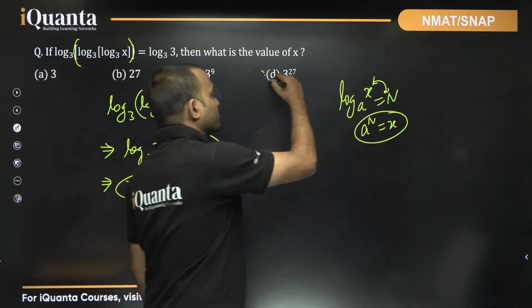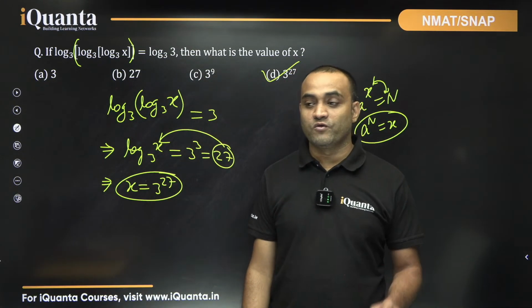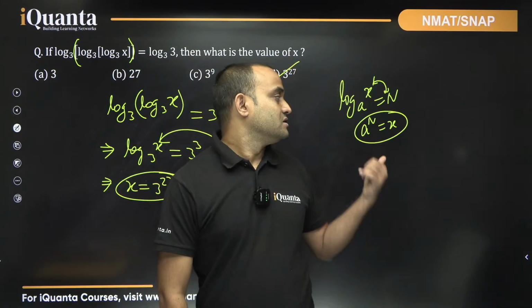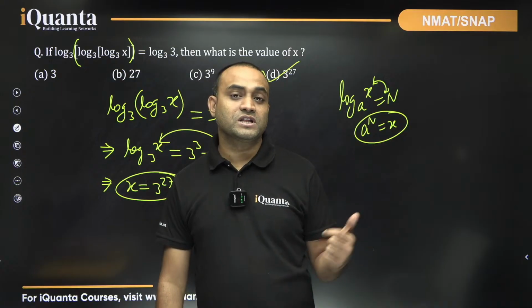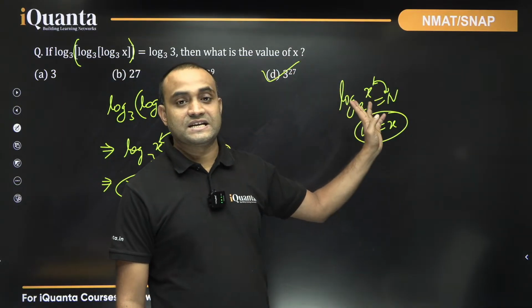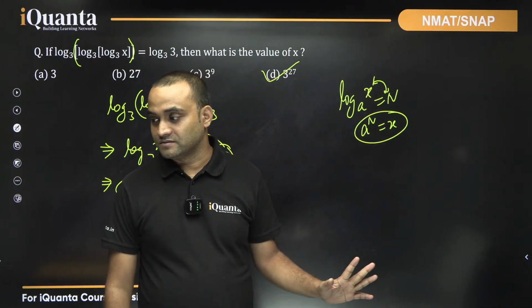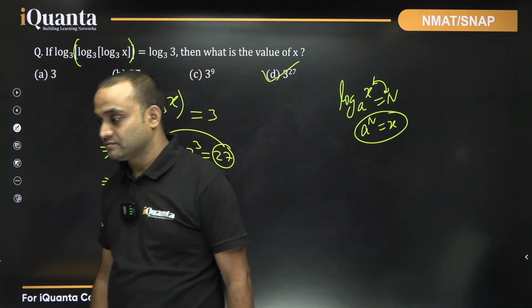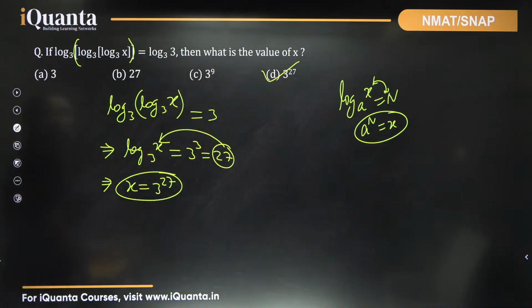So there should not be any confusion while you are removing logarithm, right? Tell me, is this trick better or not? While removing the log, we just need to exchange x and n. That's it. No need to use much brain. So option D is the correct answer, guys.